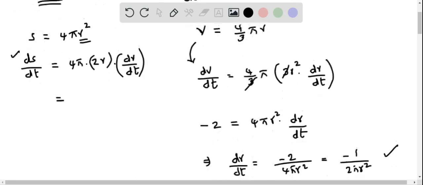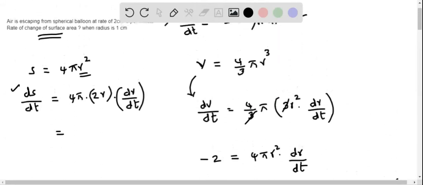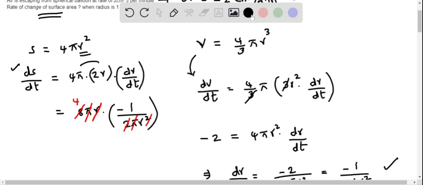Now let's plug in the expression for dr/dt, that is negative 1 over 2πr². Therefore this becomes 8πr times negative 1 over 2πr². So let's cancel the terms. π cancels with π, 8 goes into 2 as 4 times, and you can cancel one power of r. So therefore we have 4 times negative 1 is negative 4, and in the denominator we have r.